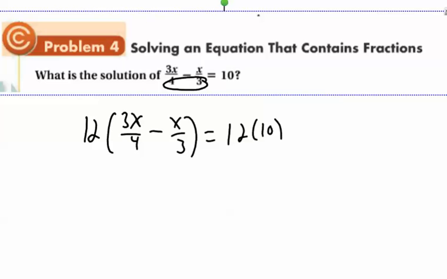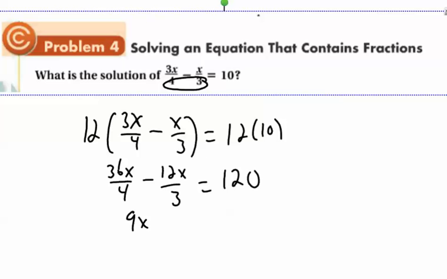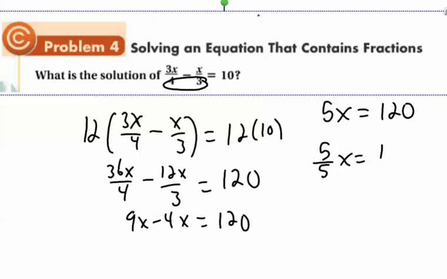Okay, so when I do that, now I get 36x over 4 minus 12x over 3, and this is equal to 120. But what's awesome is 36 over 4 is 9, so it's 9x minus 4x equals 120. So then I get 9 minus 4 is 5, so 5x equals 120, and then I divide both sides by 5. So what is 120 divided by 5? I believe that's 24. So x is 24.